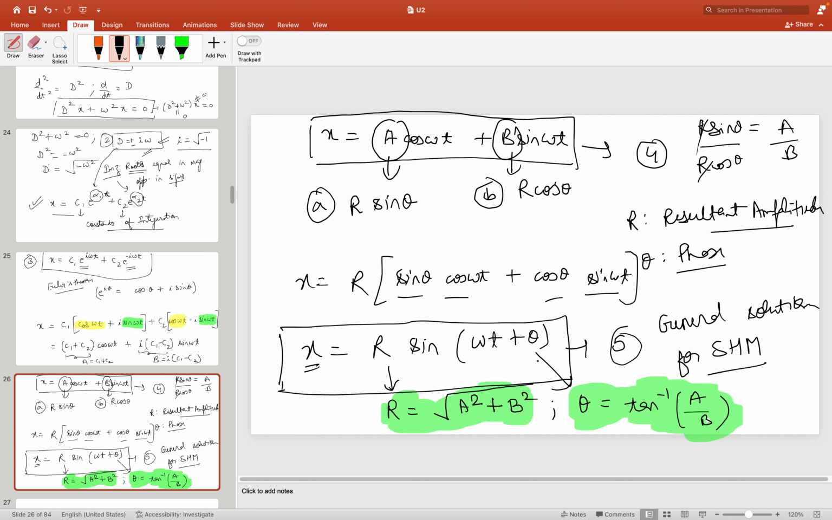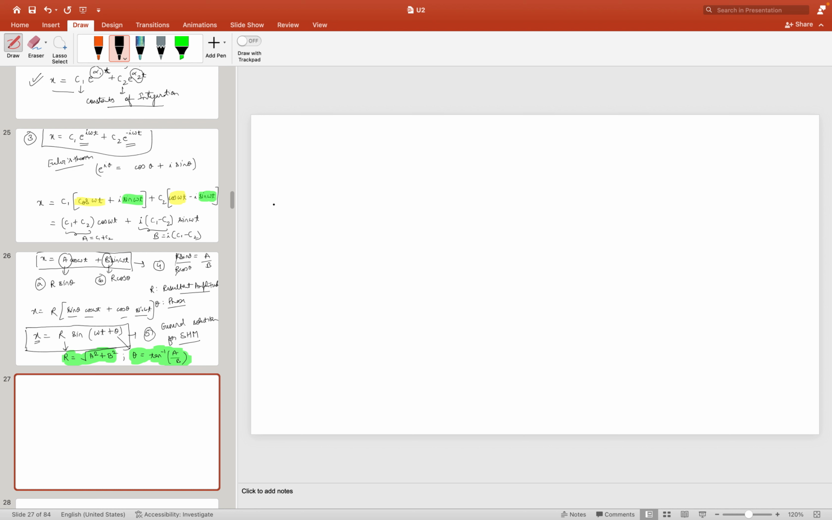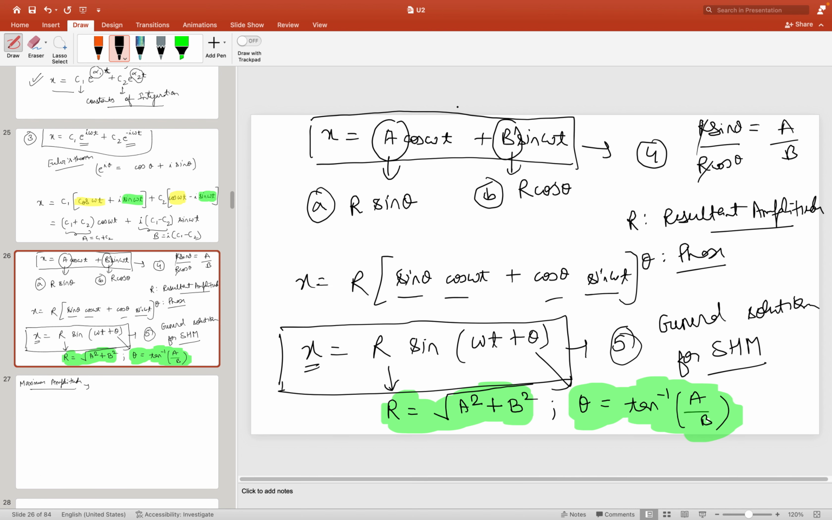Okay, now let us proceed further. We have got the equation. So what if I want to calculate the maximum value of amplitude? What will be the value of x max?